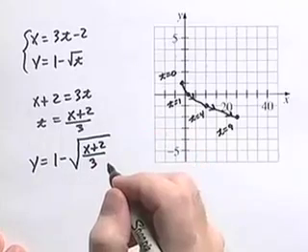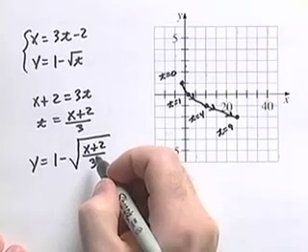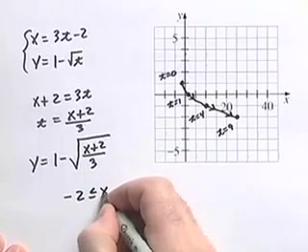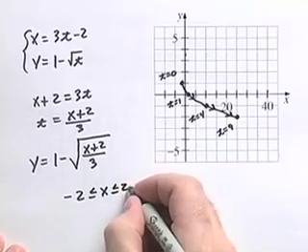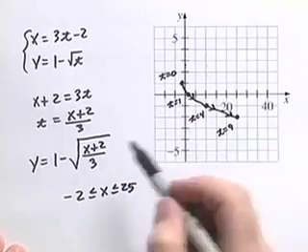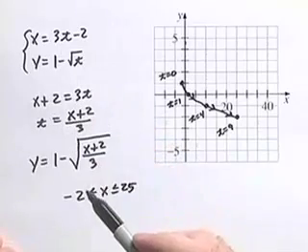And we were given a restriction on the values for t, so we also need to put a restriction on our values for x. We'll have that x has to be between negative 2 and 25. We can actually see that from our graph here. So this is our rectangular equation for the corresponding parametric equations.